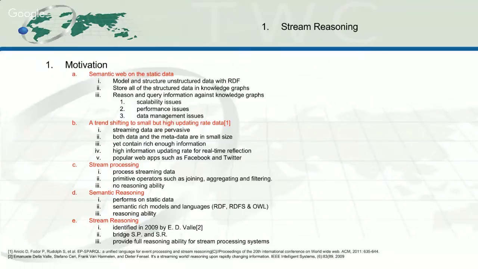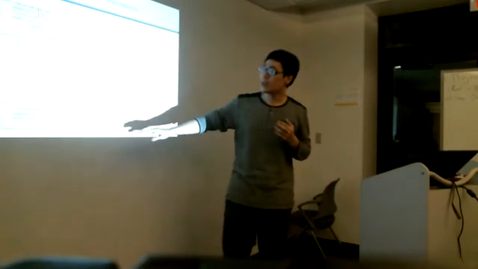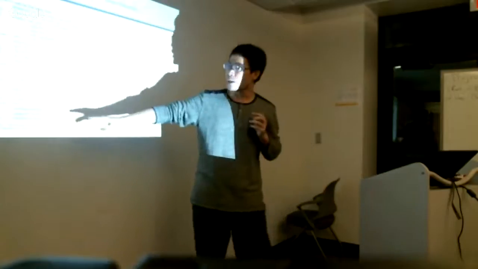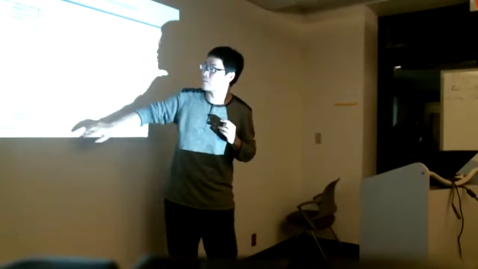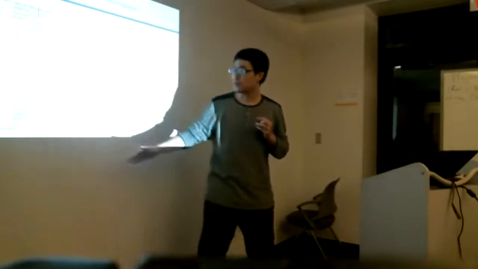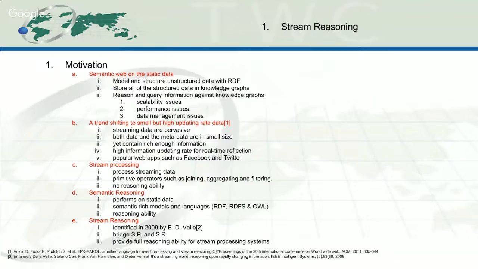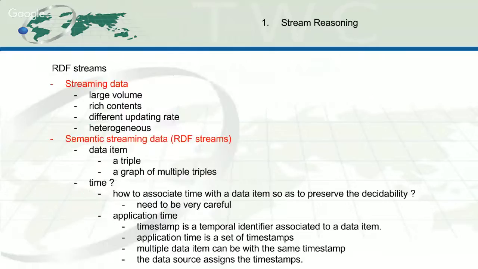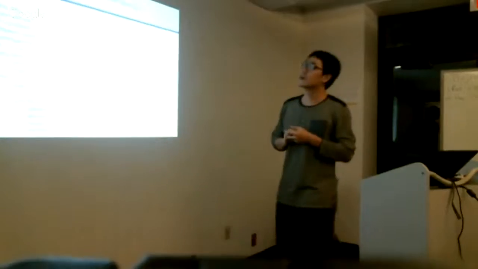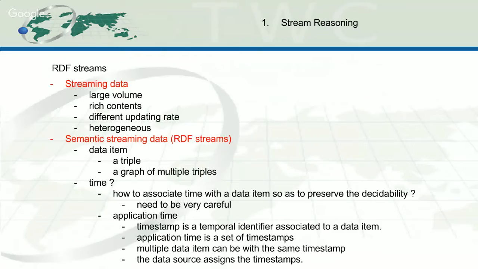So the motivation of stream reasoning is basically to incorporate the advantages of both stream processing and semantic reasoning, and it was identified in 2009 by Emmanuel Della Valle. It aims to bridge these two domains so that it can provide full reasoning ability for stream processing systems. RDF streams are the object of stream reasoning systems.